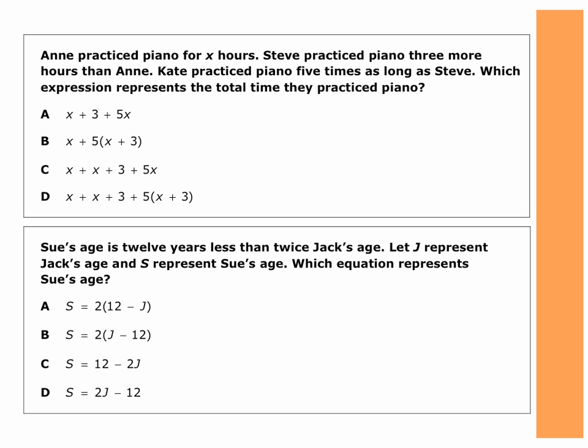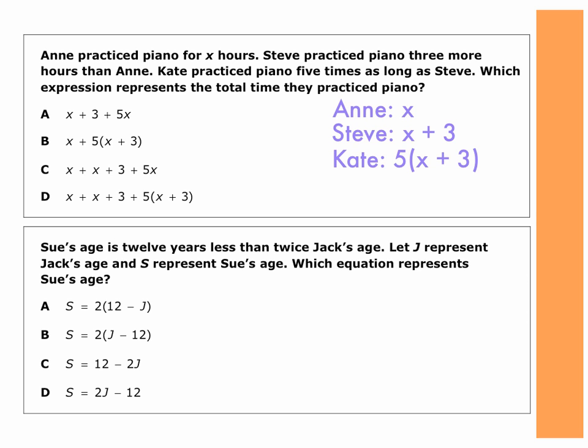The next example says Anne practiced piano for x hours. Steve practiced piano 3 more hours than Anne. So if Anne practiced x hours, then Steve is going to practice 3 more than that, which means Steve practiced x plus 3. And then it says Kate practiced piano 5 times as long as Steve. So we need to take Steve's amount of time and multiply the whole thing by 5, so we do need to put this in parentheses.